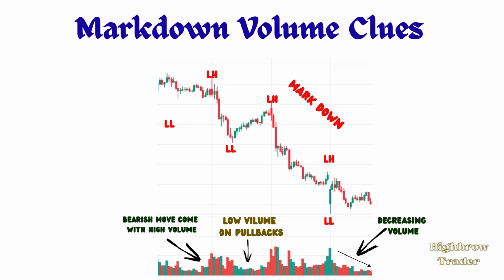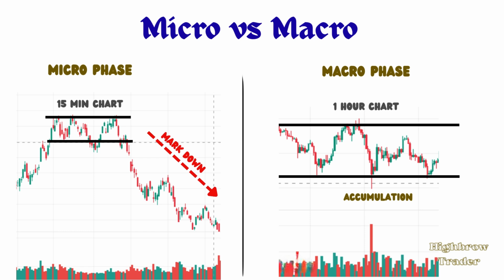In the markdown phase, price continues to form lower highs and lower lows, confirming the downtrend. Volume spikes during sharp moves down, showing strong selling pressure, while pullbacks occur on lower volume, reflecting weak buyer interest. As the trend progresses, volume begins to dry up even as price keeps falling, suggesting that the aggressive selling may be losing momentum. This slowdown in volume could signal the end of the markdown phase, and the early signs of a new accumulation phase. Market phases exist on every time frame, from micro to macro.